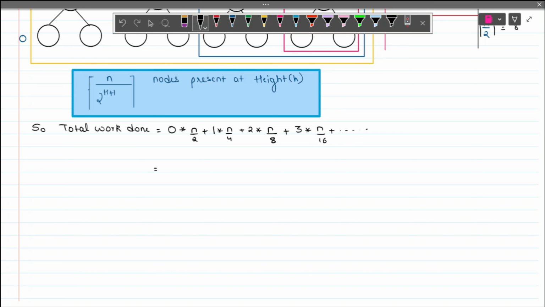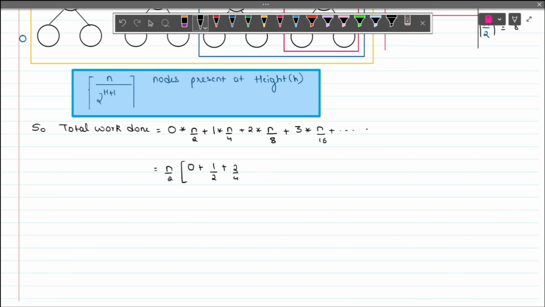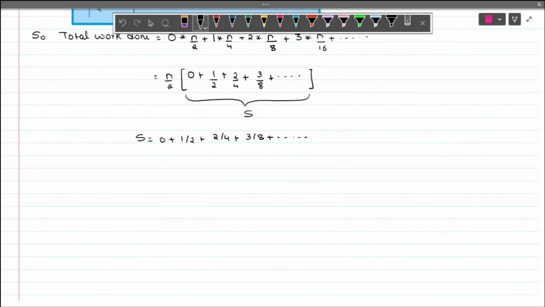Now let's take n by 2 as common. N by 2, 0 plus 1 by 2 plus 2 by 4 plus 3 by 8 and so on, right? Now let's call this term as S. So S will be, and let's call this equation as equation 1. Now let's divide 2 in equation 1. So S by 2 will be 0 plus 1 by 4 plus 2 by 8 plus 3 by 16 and so on. Now let's call this equation as 2.